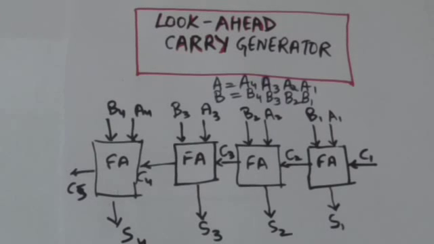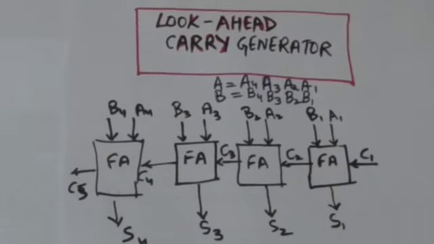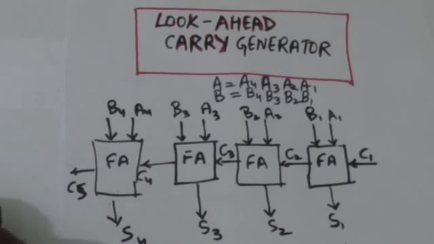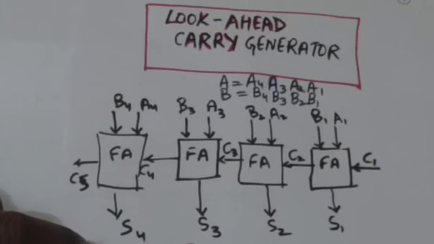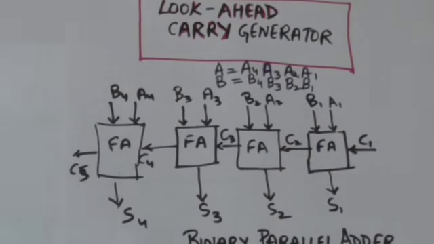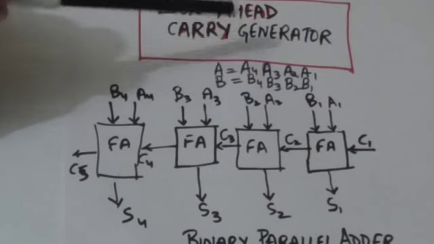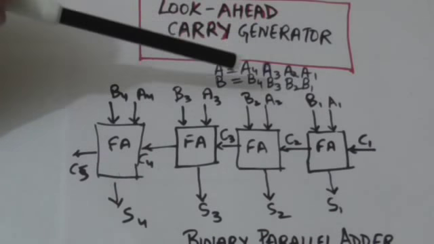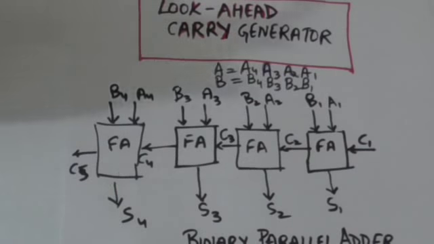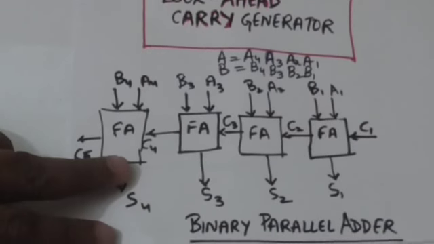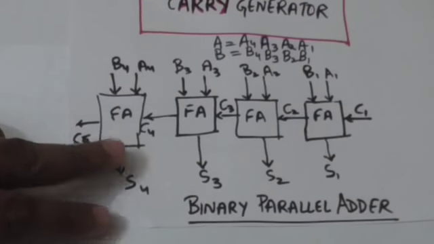Hello friends, welcome back. In this tutorial we will study about look ahead carry generator. Now suppose there are two binary numbers A and B. A equals A4, A3, A2, A1, where A4, A3, A2, A1 are the bits of binary number A. And B equals B4, B3, B2, B1, where B4, B3, B2 and B1 are the bits of binary number B. Now we have to add these two numbers by a binary parallel adder.